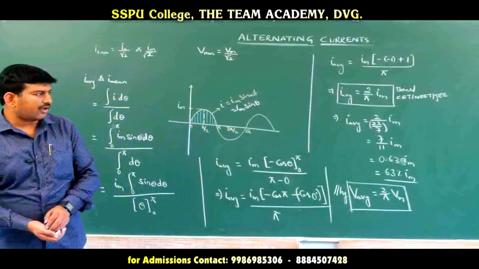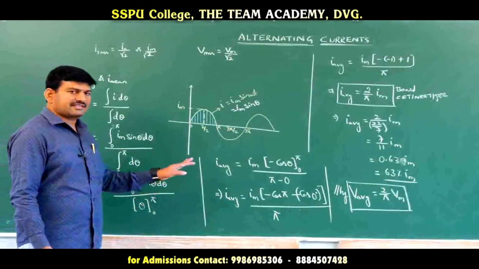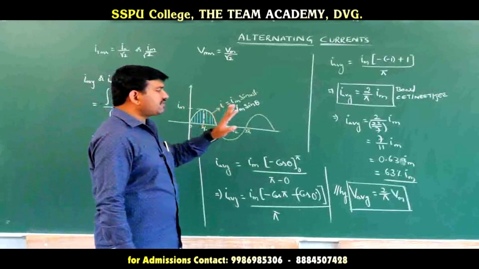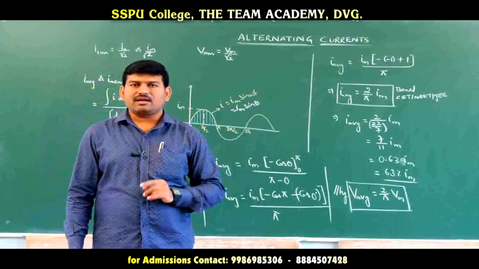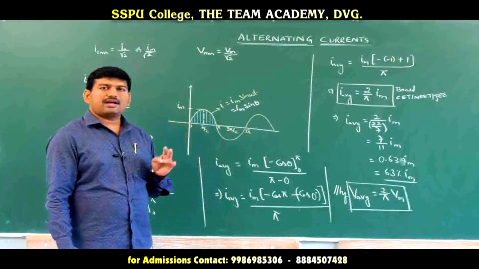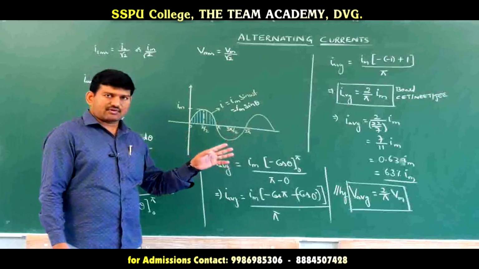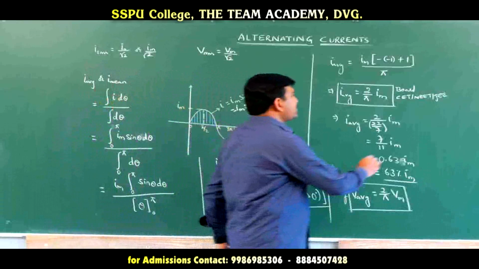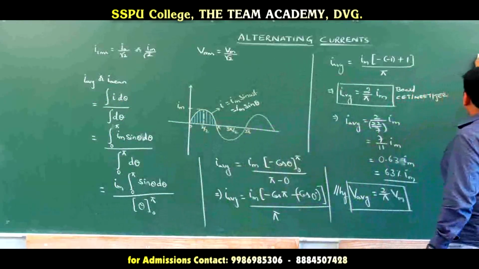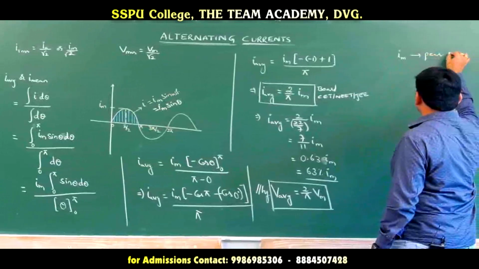This derivation is not required, but the end terms will be useful for us for all kinds of examination. So we need to remember which formulas? RMS current formula, average current formula, RMS voltage formula, as well as the average voltage formula. Is it clear or not? Finally, I am writing all those terms here. So Im refers to peak current or maximum current.